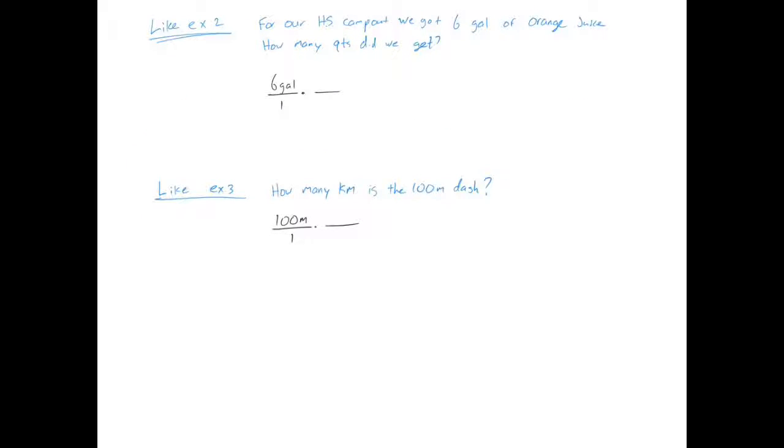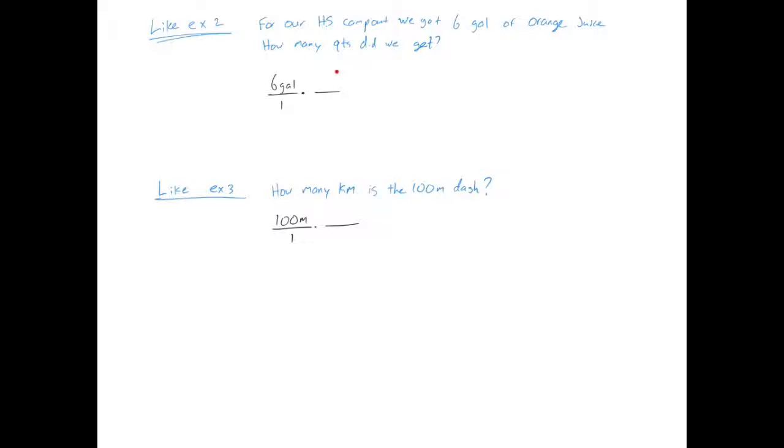Alright, so this next one is like example 2 in your book. For our high school camp out, we got 6 gallons of orange juice for everyone to drink. How many quarts did we get? Okay, so again, I just started off with that 6 gallons. It's the unit they gave us. I just wrote that over 1 because I like to look at it as a fraction, because I know I'm going to be multiplying it by a fraction.